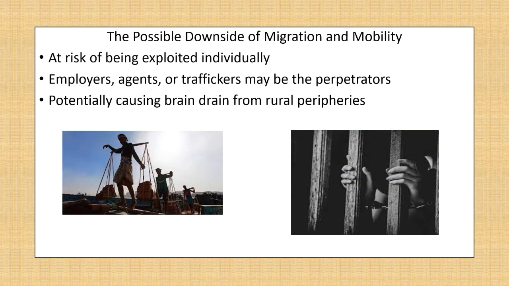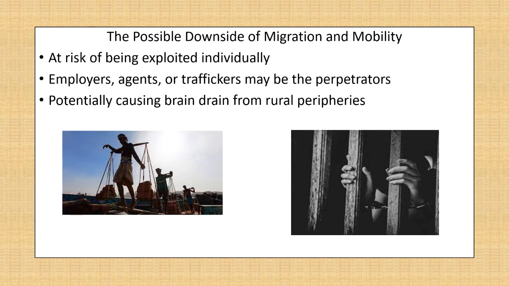The possible downside of migration and mobility. There are, however, a number of negative side effects. Migrants are at risk of being exploited individually or discriminated against structurally. Employers, agents, or traffickers may be the perpetrators of individual exploitation. Migrants are sometimes paid below minimum wages, have to work underpaid, and are denied the right to change their employers.